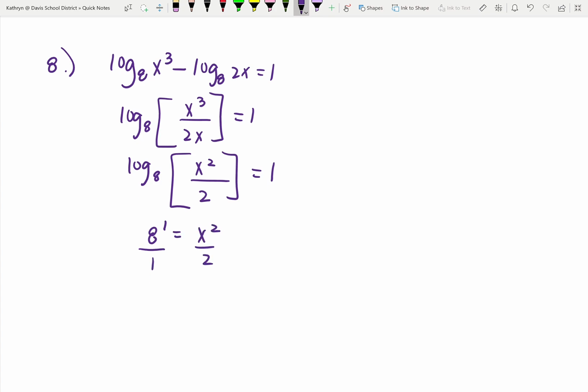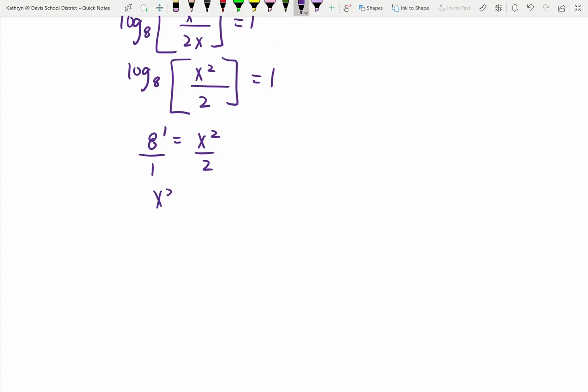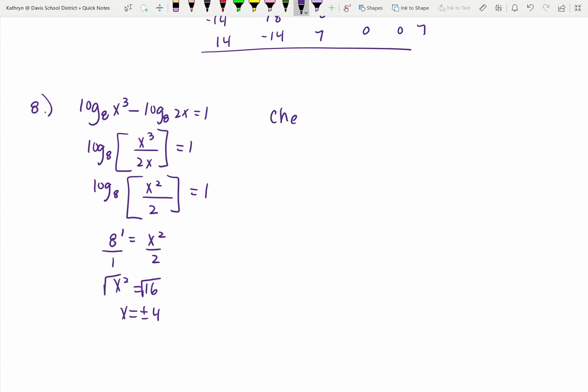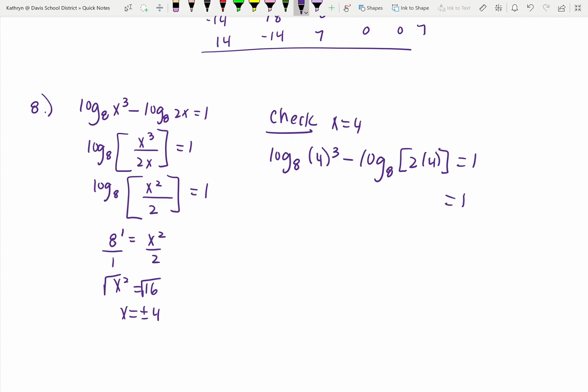Well, 8 to the first is just 8. Cross multiply, x squared equals 16. Square root it, x equals plus or minus 4. And then when you check it, you must check it because it was given in log. You go from the beginning. So this would be log base 8, if I'm checking x equals 4, of 4 to the third minus log base 8 of 2 times 4 is equal to 1. So to put the left-hand side in your calculator, here's what you push.